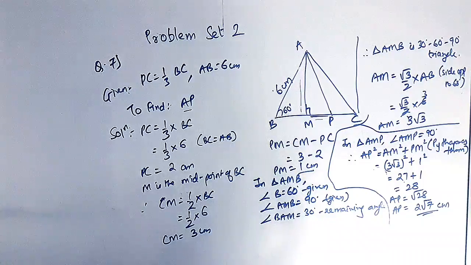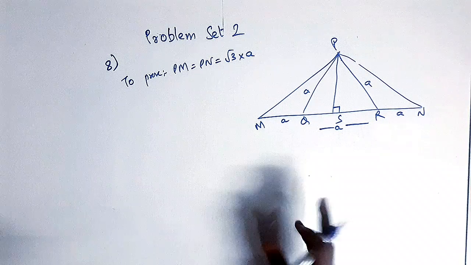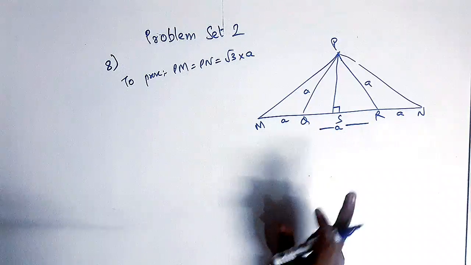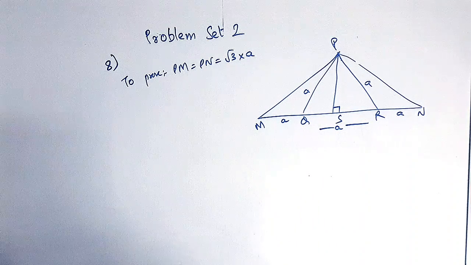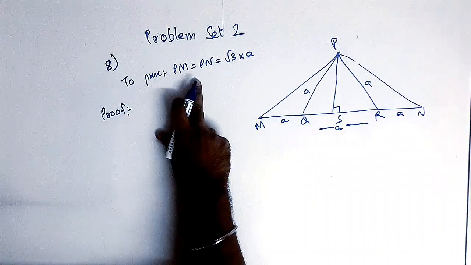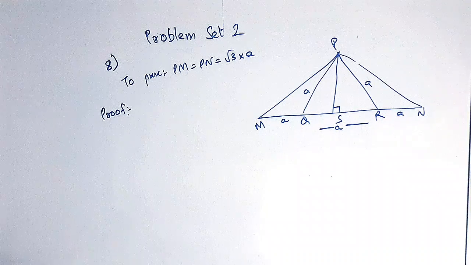Okay. Next one. Question number 8 is a very famous problem which has been asked in board exams several times, maybe 4 to 5 times. It is a type of sum which can be done by 30, 60, 90. It can be done by Pythagoras theorem also, and it can be done by Apollonius also. So we are doing this by Apollonius. What we have to do is prove PM is equal to PN is equal to root 3A. We have to prove this.